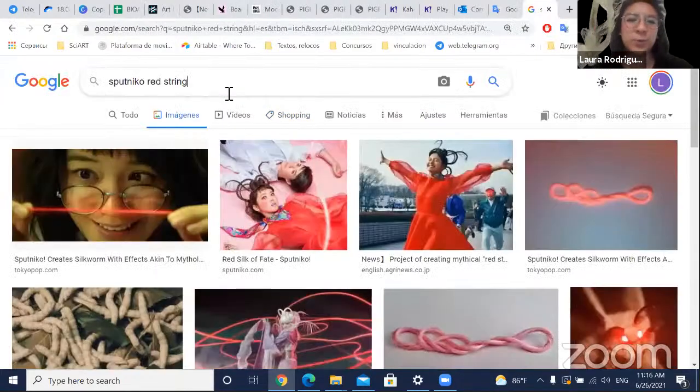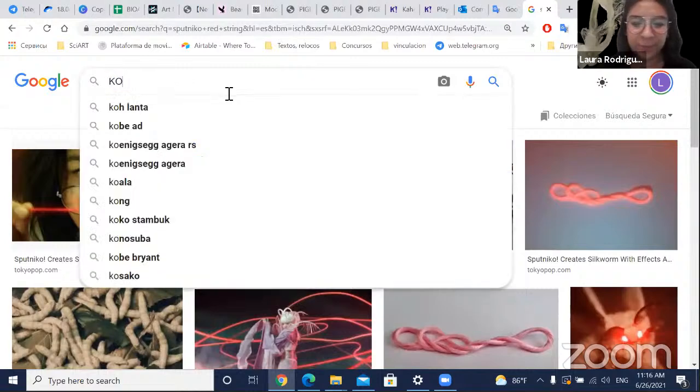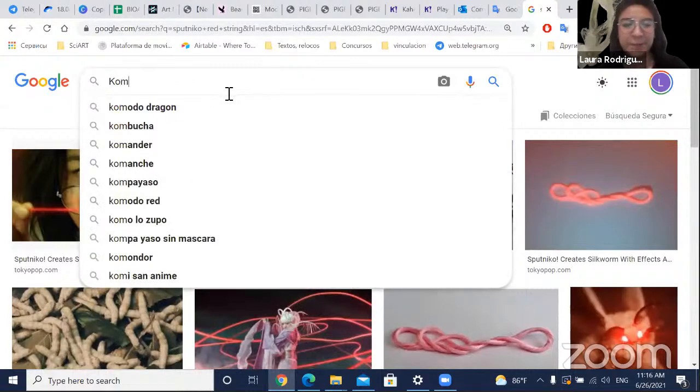Has any one of you worked with kombucha before, with this type of tape? No?